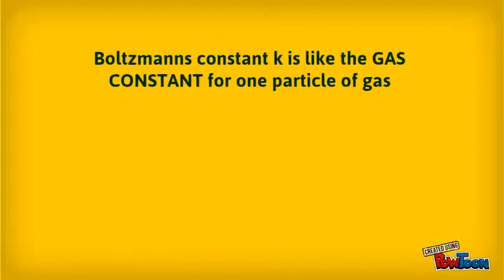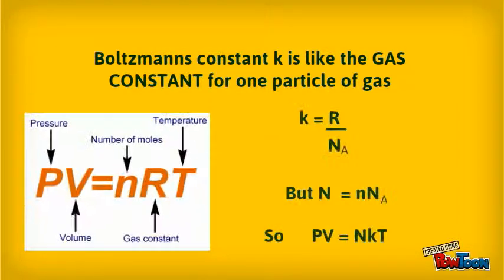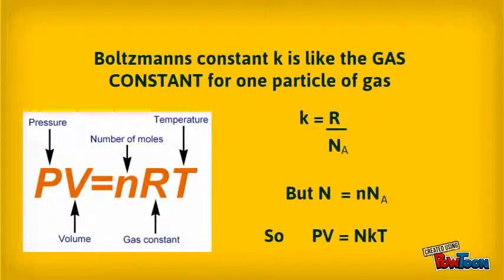Now Boltzmann's constant, k, is like the gas constant for one particle of gas. So k is equal to the gas constant divided by Avogadro's number. We defined what Avogadro's number was earlier, and we also said that the number of particles in a particular gas is equal to the number of moles multiplied by Avogadro's number.